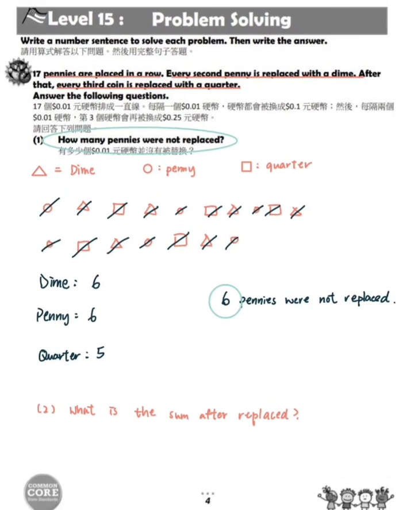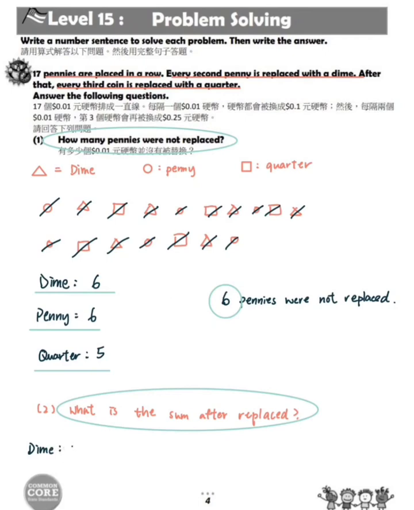Let's go to the second question. The second question is asking you what is the sum after replaced. So we know that there are 6 dimes, 6 pennies, and 5 quarters. So we have to change it to the values we have.